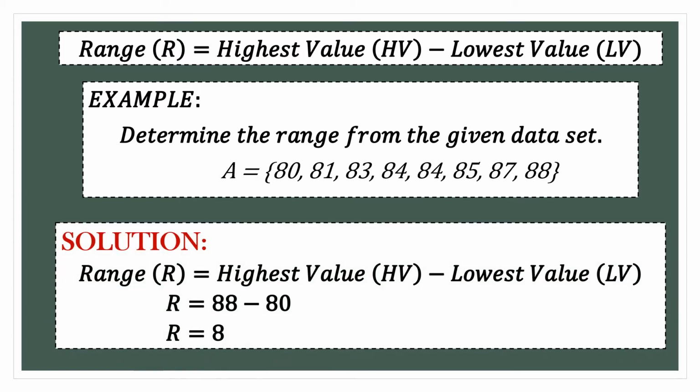Now, we are going to apply the formula. Simply determine the highest value. The highest value in this data set is 88, the biggest value. And the lowest value is 80. So, simply subtract 88 minus 80. The range is equal to 8.